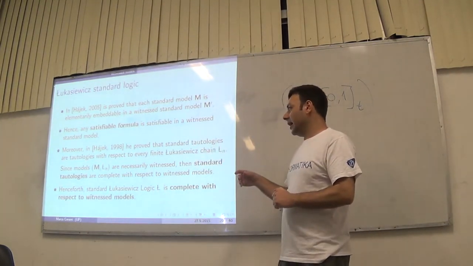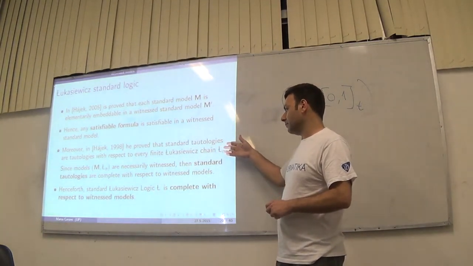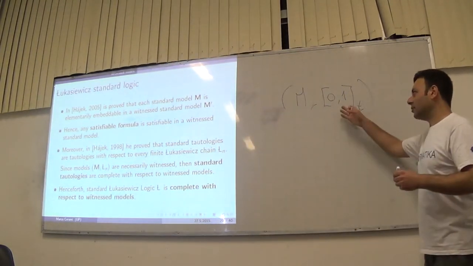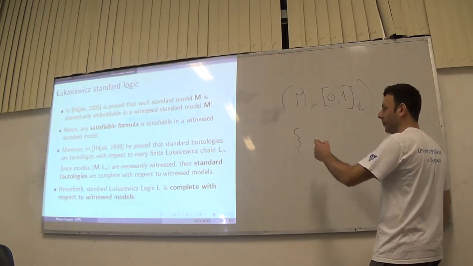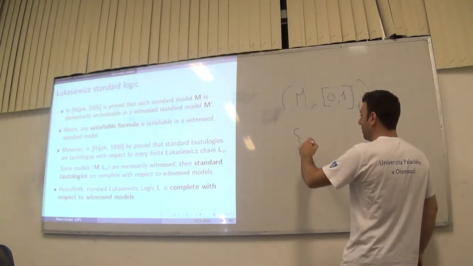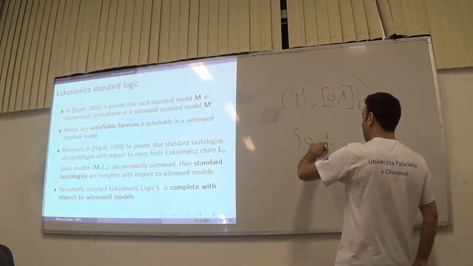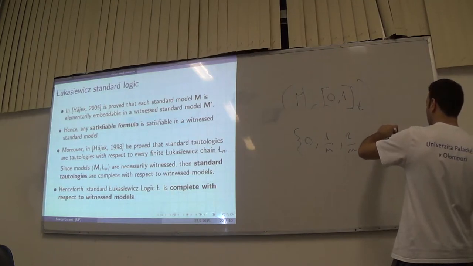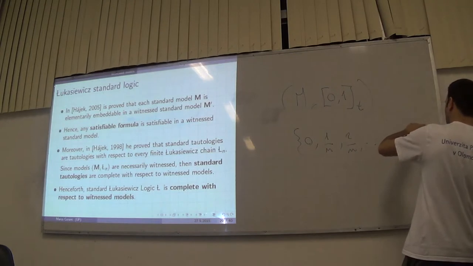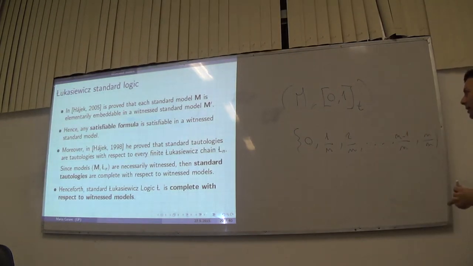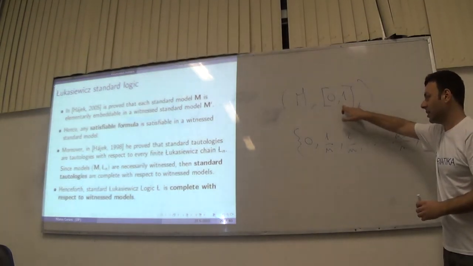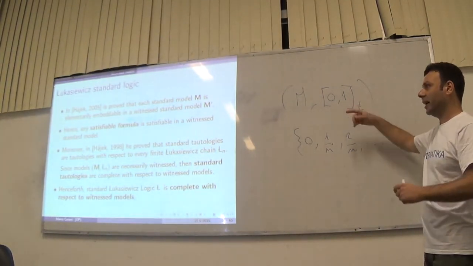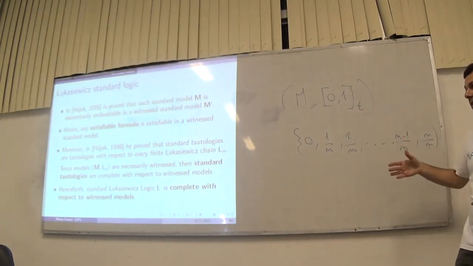by means of standard algebras, a formula is a standard tautology if it is a tautology in every finite Łukasiewicz chain. A finite Łukasiewicz chain is an algebra that has the same operations as Łukasiewicz, but where the domain is 1 over n, 2 over n, the canonical one at least, but others are only isomorphic to this, up to n minus 1 over n, n over n. So a formula is a tautology on this algebra if it is a tautology with respect to this algebra, but for every n. So the standard tautologies are the intersection of all the tautologies with respect to finite algebras.